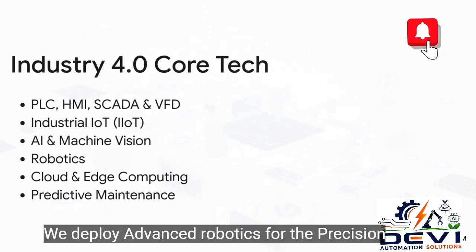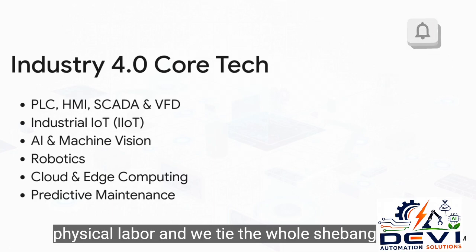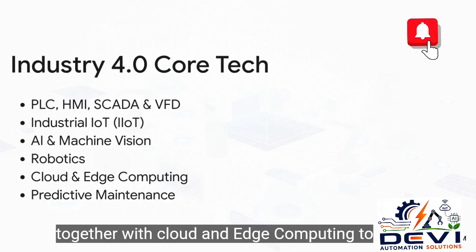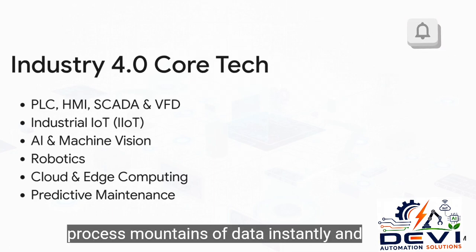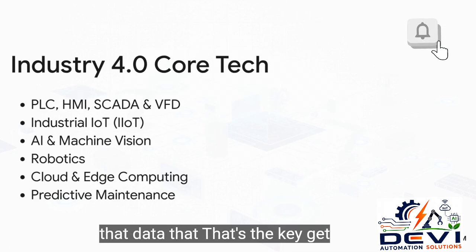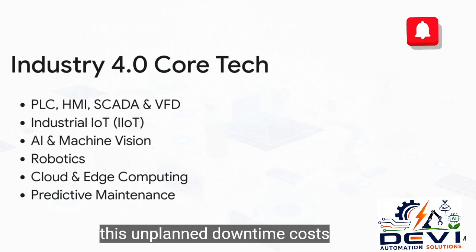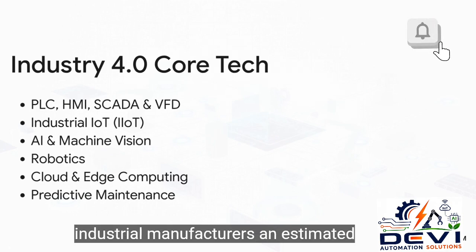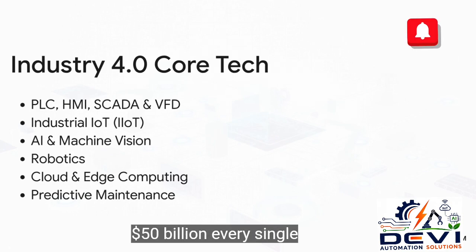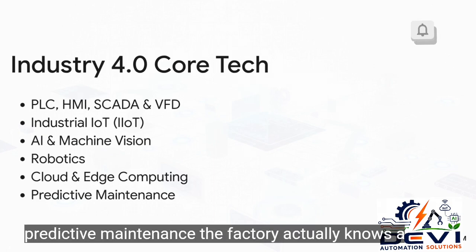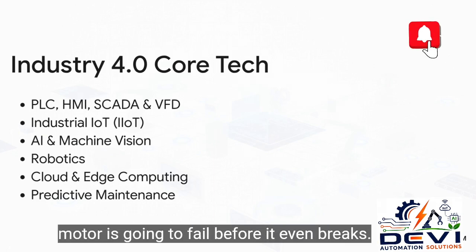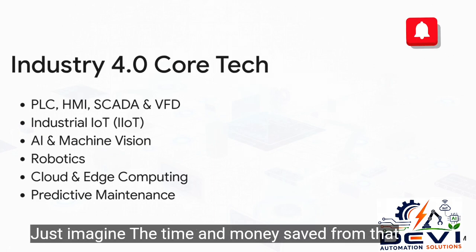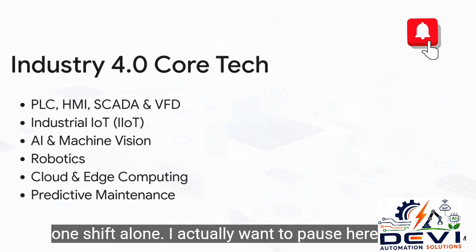We deploy advanced robotics for the precision physical labor, and we tie the whole shebang together with cloud and edge computing to process mountains of data instantly. And that data, that's the key. Get this. Unplanned downtime costs industrial manufacturers an estimated $50 billion every single year. $50 billion! But with predictive maintenance, the factory actually knows a motor's going to fail before it even breaks. Just imagine the time and money saved from that one shift alone.